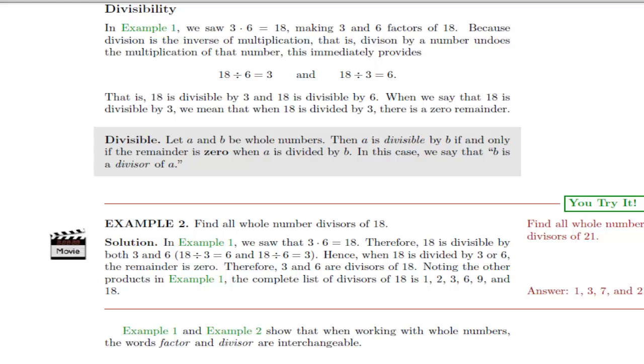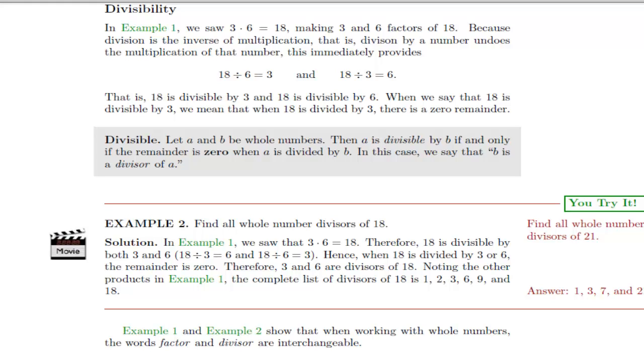When we say that 18 is divisible by 3, we mean that when 18 is divided by 3, there is a 0 remainder. Divisible. Let a and b be whole numbers. Then a is divisible by b if and only if the remainder is 0 when a is divided by b. In this case, we say that b is a divisor of a.